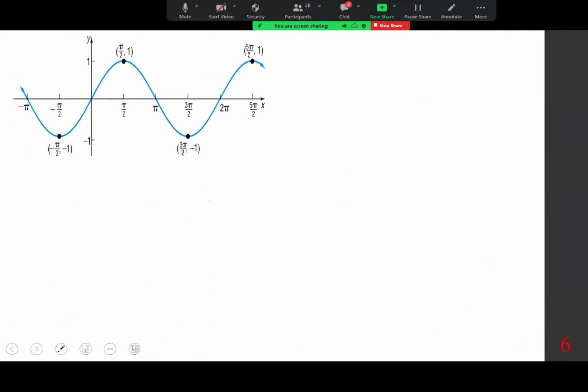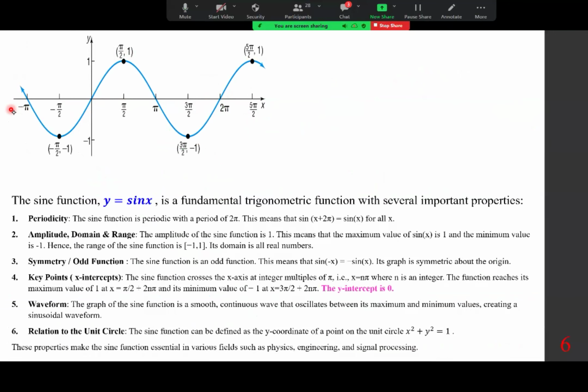Of course, we can continue after the one cycle indefinitely on the right and on the left side because it's a sinusoidal function, it's a periodic function. So the sine function y equals sine x is a fundamental trigonometric function with several important properties. Periodicity: the sine function is periodic with the period of 2 pi. This means that sine of x plus 2 pi equals sine of x for all x.